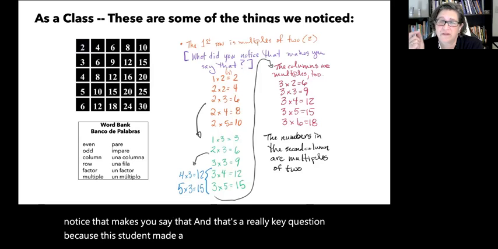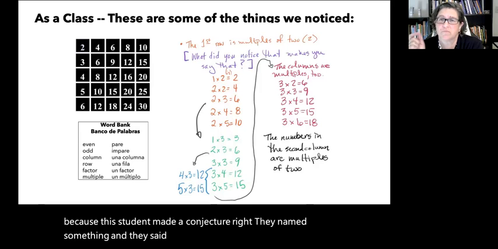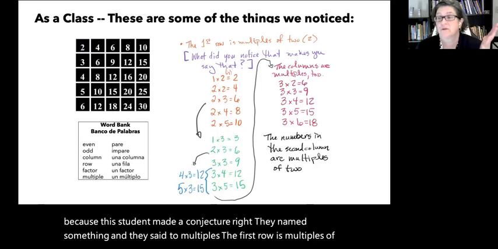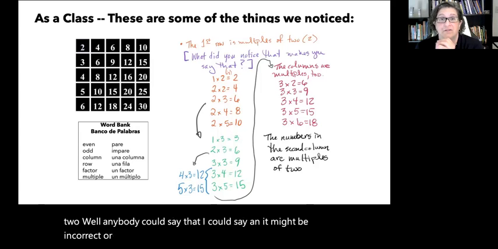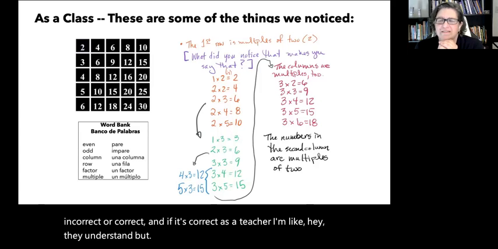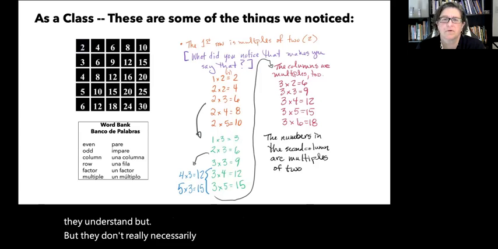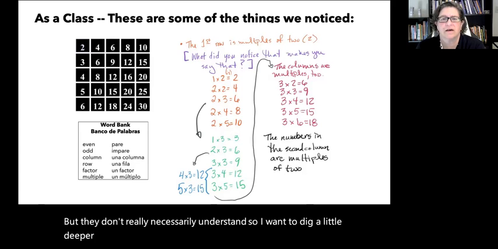They named something and they said the multiples, the first row is multiples of 2. Well, anybody could say that. I could say, and it might be incorrect or correct. And if it's correct, as a teacher, I'm like, hey, they understand. But they don't really necessarily understand. So I went to dig a little deeper. I said, what do you notice that makes you say that?